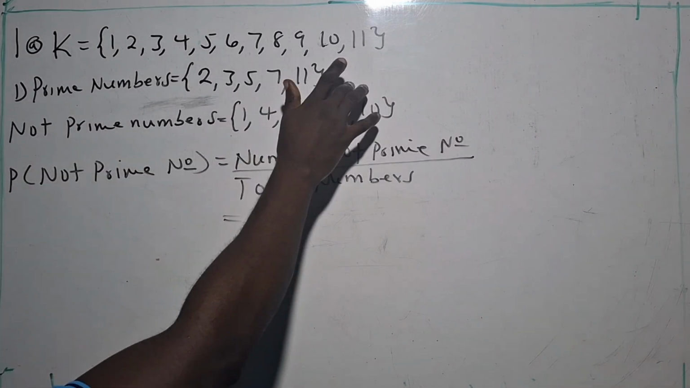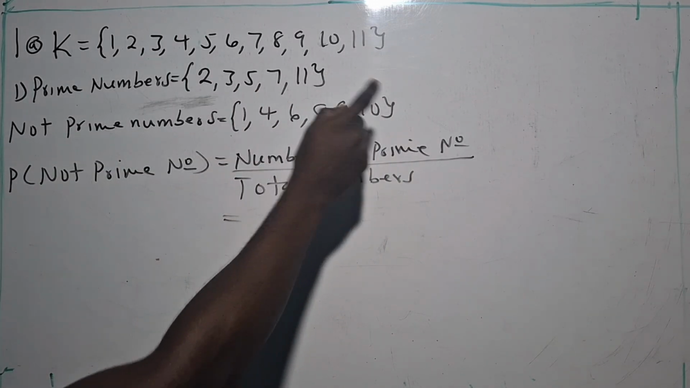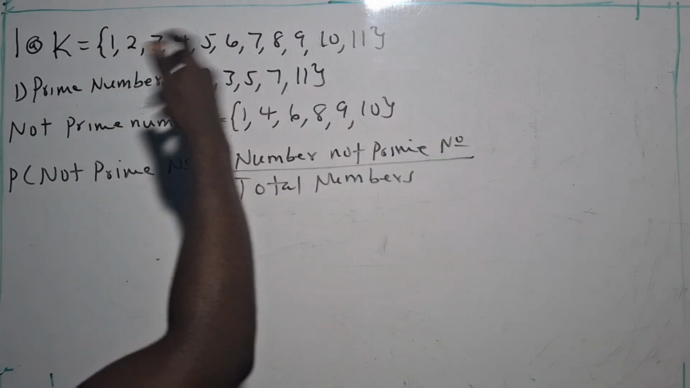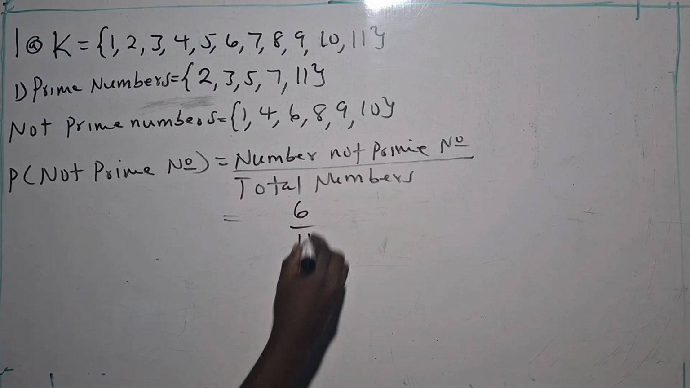Now, these are the prime numbers. These are numbers that are not the prime numbers. Let's count them: 1, 2, 3, 4, 5, 6. It's 6 numbers. Out of the total numbers, how many numbers do we have here? 1 to 11 is 11. So the probability, we have 6 out of 11.